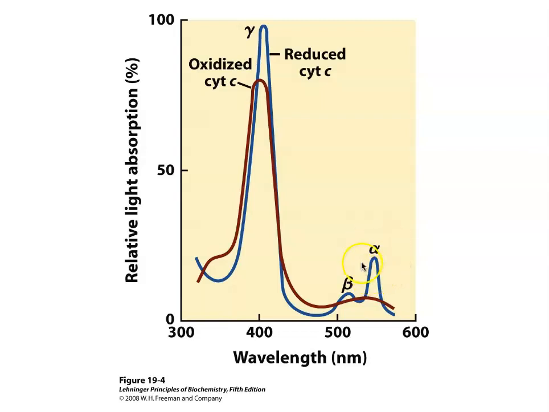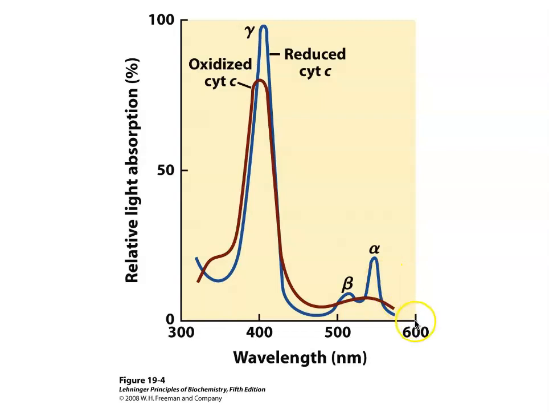Now, the wavelengths of the alpha peaks are used to distinguish between the three types of cytochromes. The alpha peak for cytochrome A is around 600, for B is about 560, and for C is about 550. So based on which cytochrome we use, we have to use the appropriate wavelength if we want to distinguish between oxidized and reduced forms of these cytochromes.